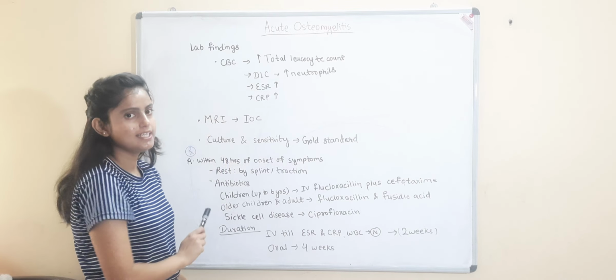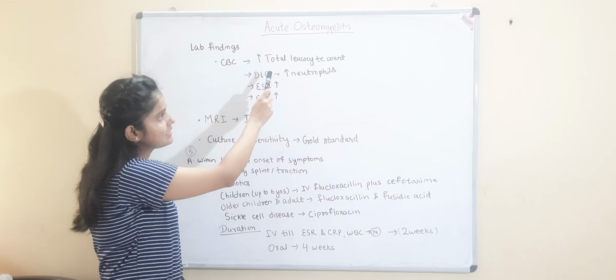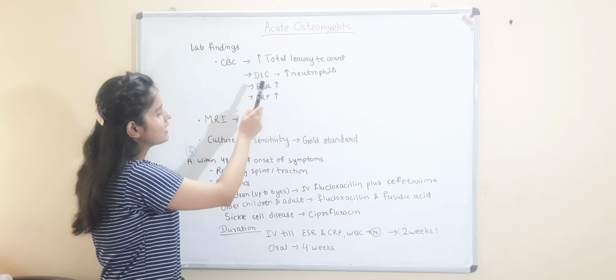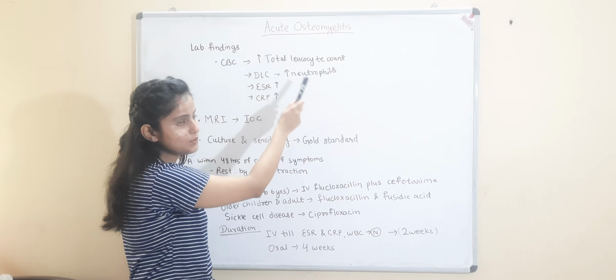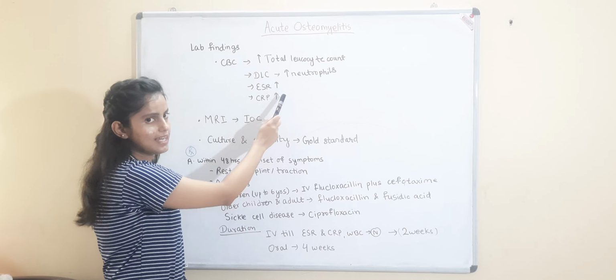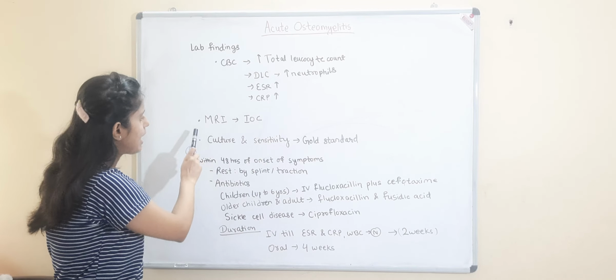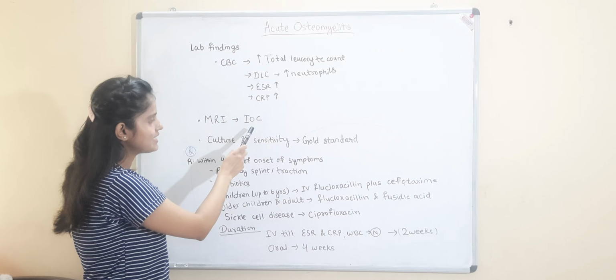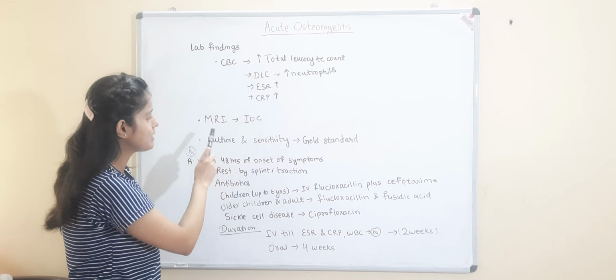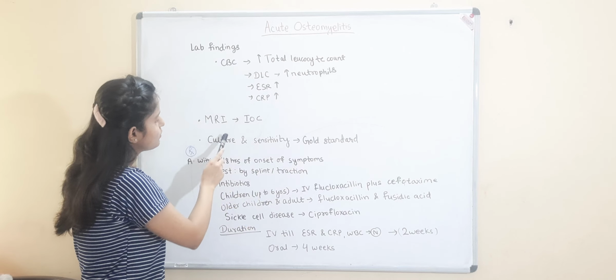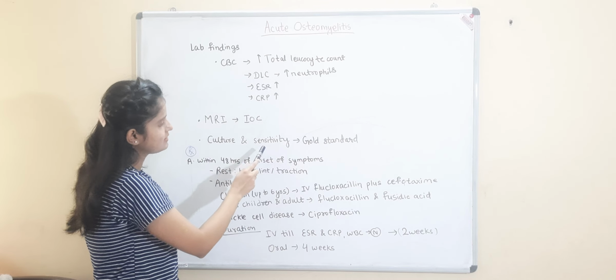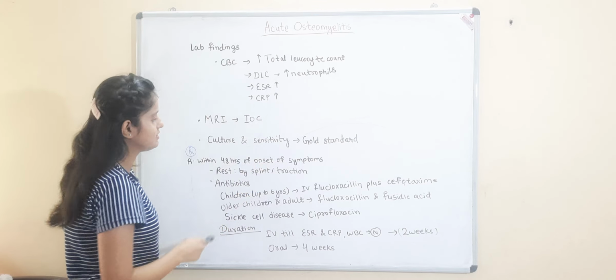On lab findings, in complete blood count, we can see an increase in TLC, total leukocyte count. In differential leukocyte count, there will be an increase in neutrophils as this is acute inflammation, an increase in ESR and an increase in CRP. MRI is the investigation of choice, as a small abscess can also be appreciated in MRI. Culture and sensitivity is the gold standard. We do culture for the microorganism and antibiotic sensitivity is tested.